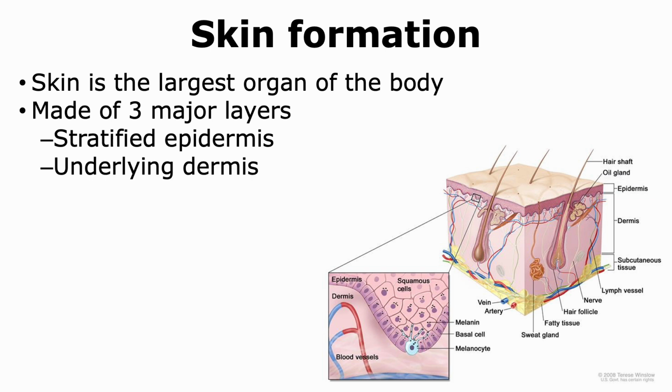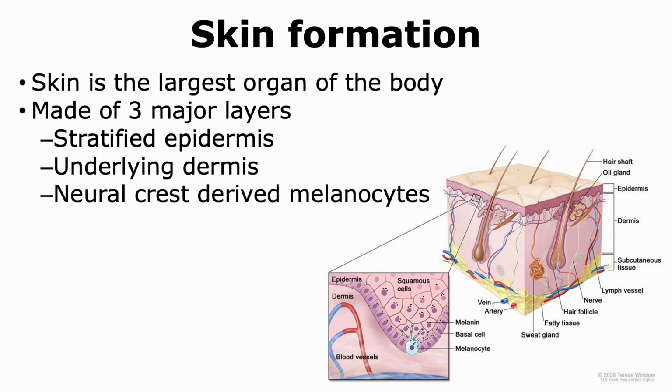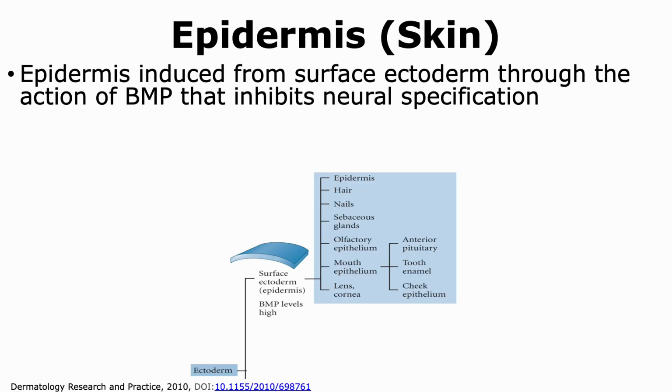Below the epidermis, we have the underlying dermis, also shown in the figure in the blue box. And finally, we have melanocytes that are derived from the neural crest, which we can also see in the blue box. The melanocytes are the cells that make the pigment, which gives color to our skin cells. The epidermis is induced from the surface ectoderm by the actions of BMP.